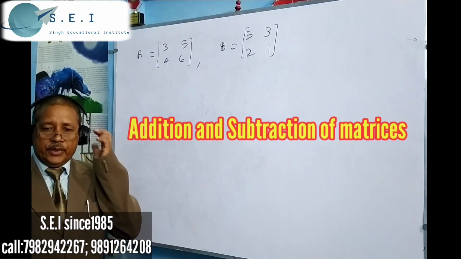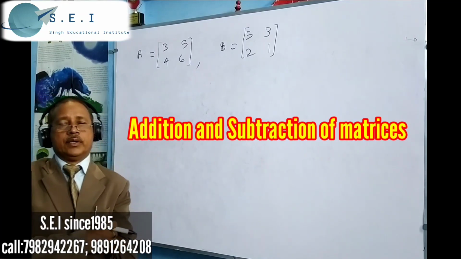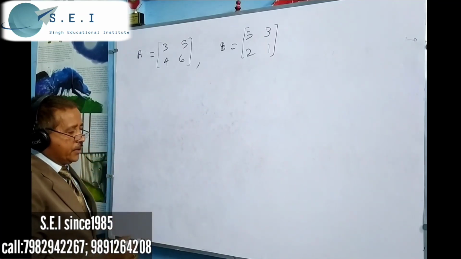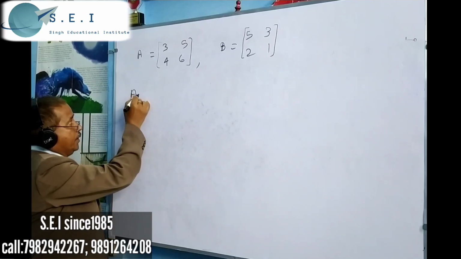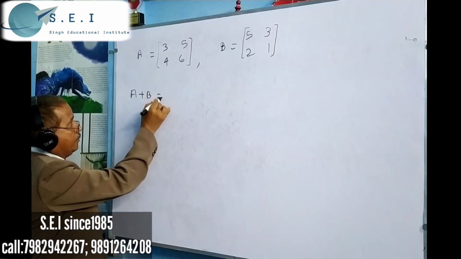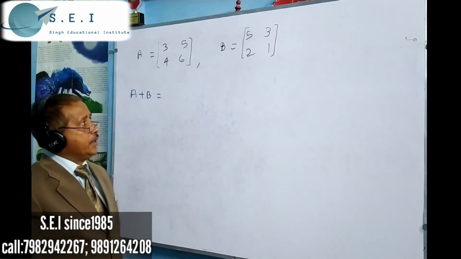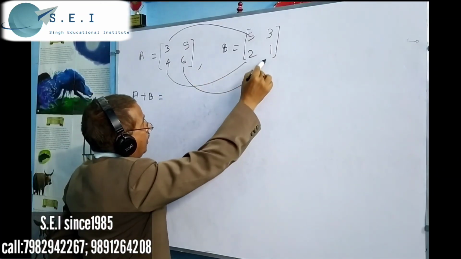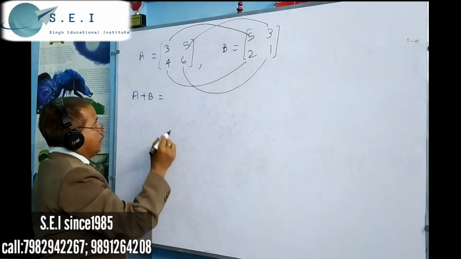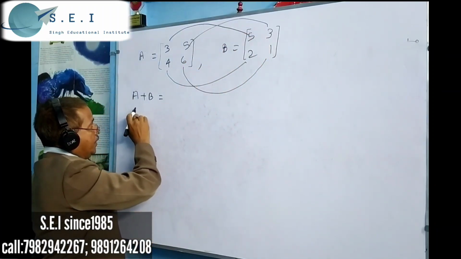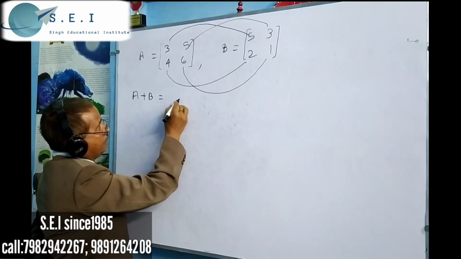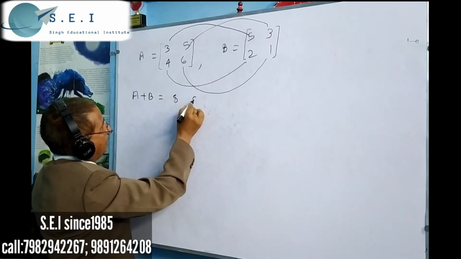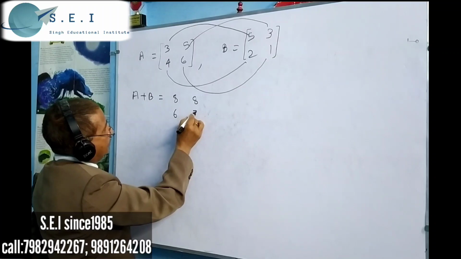The next topic is addition and subtraction of two matrices. Let us suppose A and B are two matrices. Their addition A plus B is obtained by adding their corresponding elements, like 3 is added to 5, 4 is added to 2, 6 is added to 1 and 5 is added to 3. Then we get a new matrix as the addition of matrices A and B. So A plus B is 3 plus 5 is 8, 8, 6, and 7.